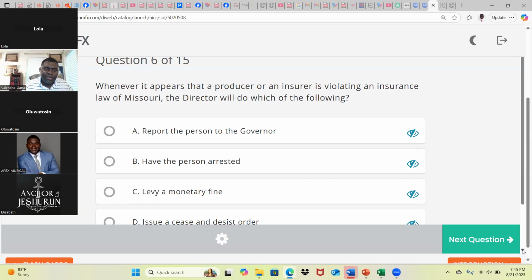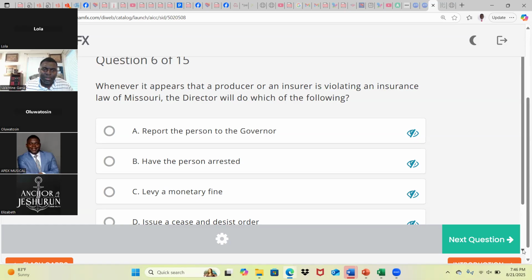Whenever it appears that a producer or an insurer is violating the insurance law of Missouri, the director will do which of the following? A, report the person to the government. B, have the person arrested. C, levy a monetary fine. D, issue a cease and desist order.